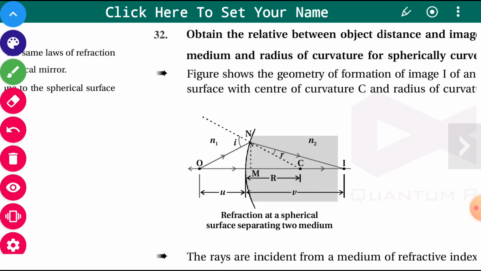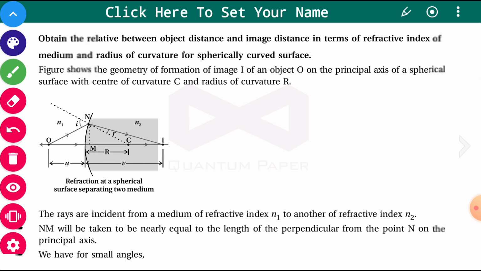Here there is one very important question, and you try to write down some of the things while watching this particular video. Then this geometrical part can be understood by you. Obtain the relation between object distance and image distance in terms of refractive index of medium and radius of curvature of the spherical curved surface. Now see, first of all, try to understand this figure.